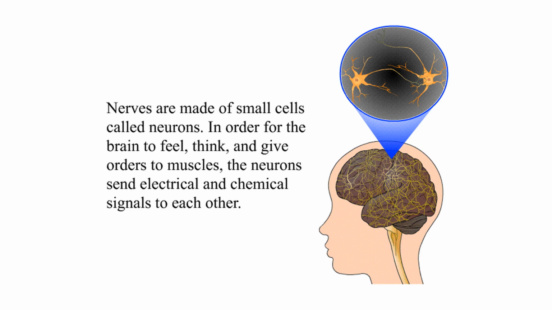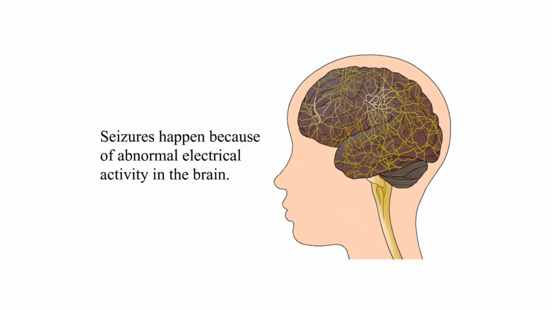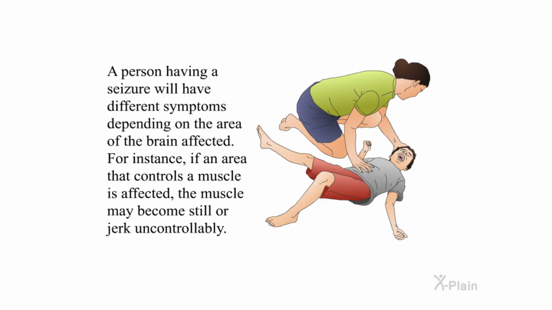Nerves are made of small cells called neurons. In order for the brain to feel, think, and give orders to muscles, the neurons send electrical and chemical signals to each other. Seizures happen because of abnormal electrical activity in the brain. A person having a seizure will have different symptoms depending on the area of the brain affected. For instance, if an area that controls a muscle is affected, the muscle may become still or jerk uncontrollably.